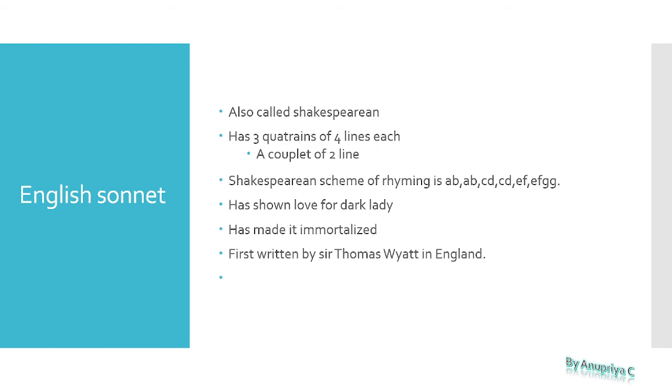So this form of sonnet, the English sonnet, was first written by Sir Thomas Wyatt in England. He was the one to find the sonnet in Italy and bring it over, and he customized it in his own version, which later came to be called the English sonnet. Since it was popularized by Shakespeare, it was also called the Shakespearean sonnet.